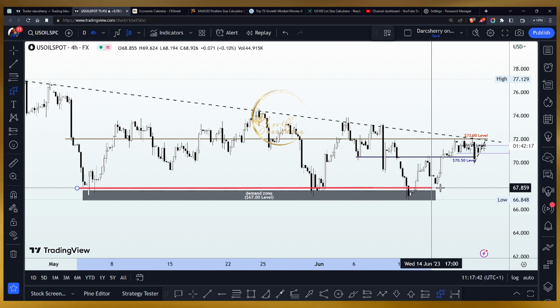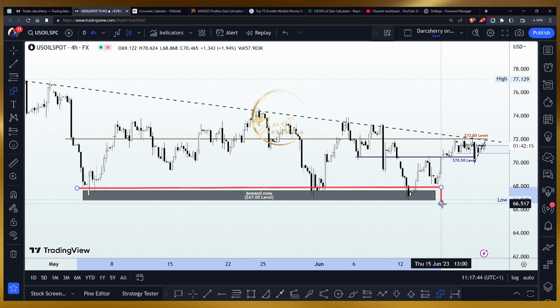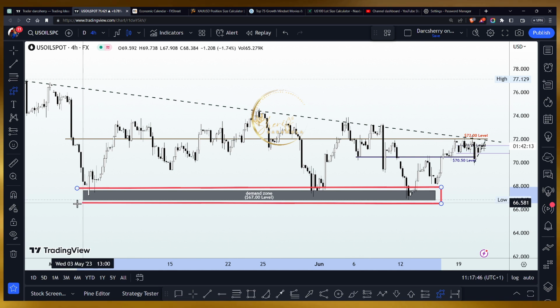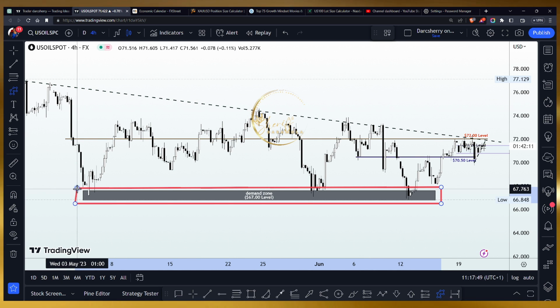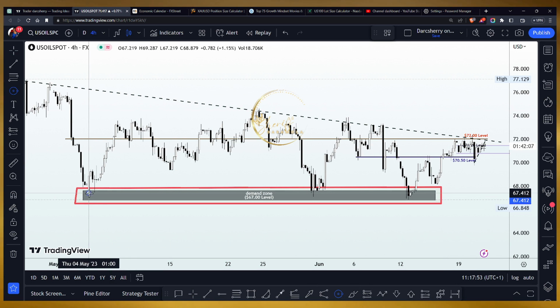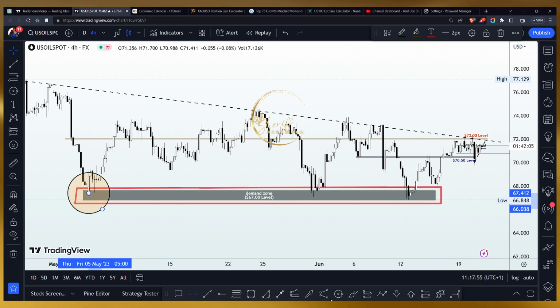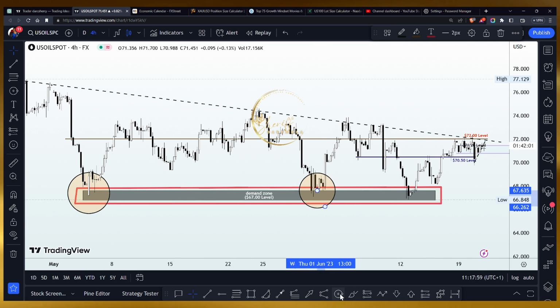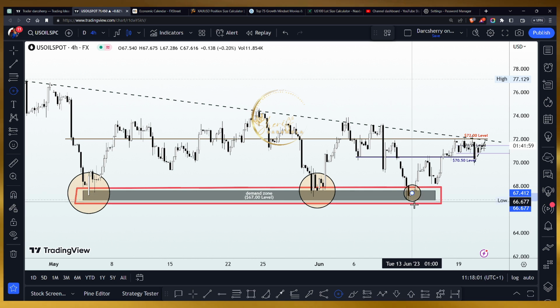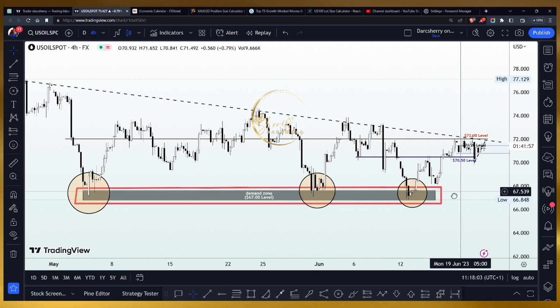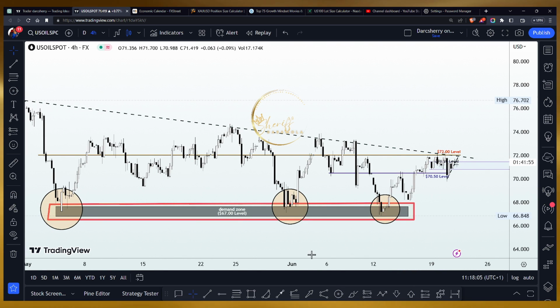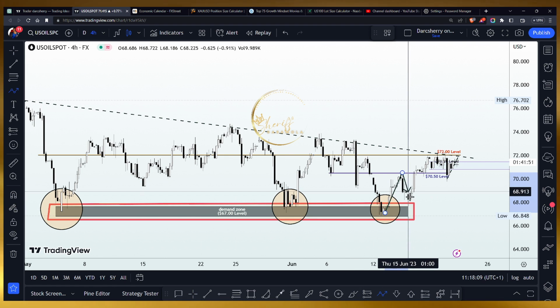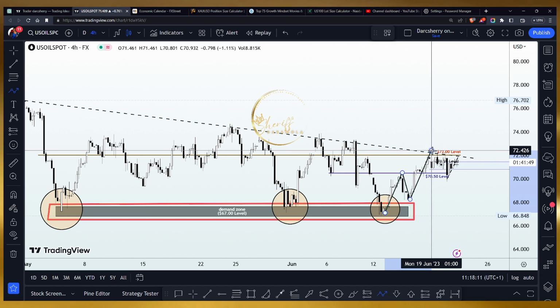And you can see what we have here. This level here has restricted sellers from finding new lows in this market. As you can see, any attempt by the sellers to break through has been met with strong resistance from the buyers at every point in time. And a couple of weeks ago too, we saw the same thing, which led into this bullish momentum that brought price back into the trend line, that descending trend line we identified earlier.